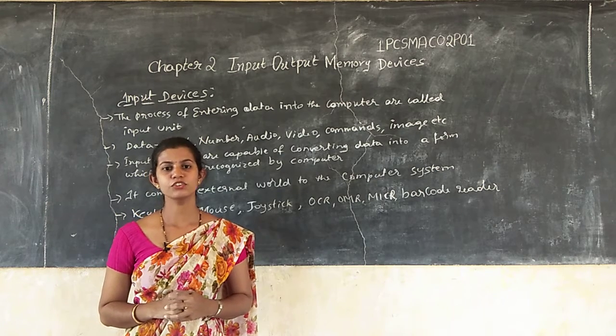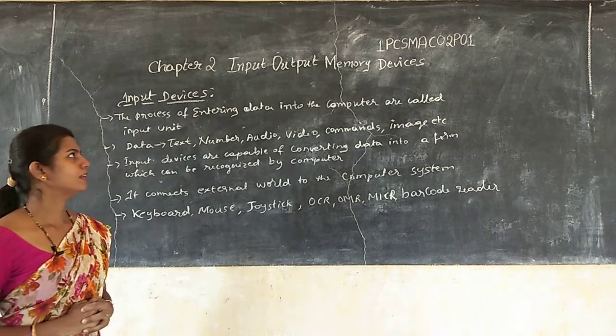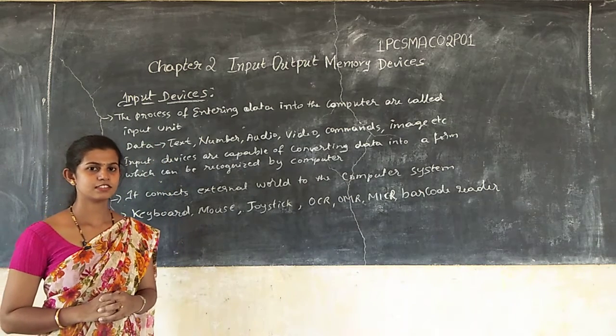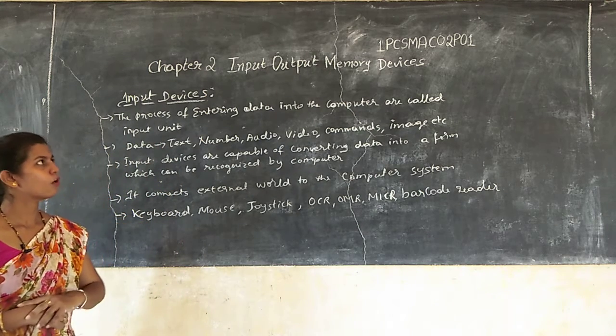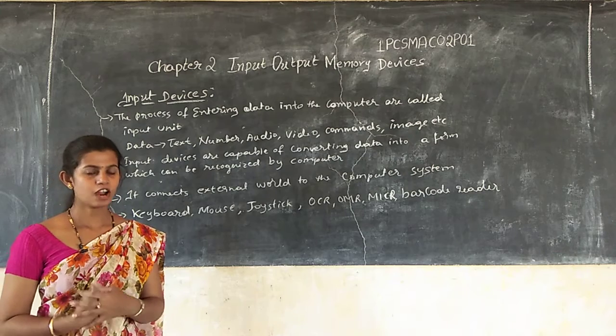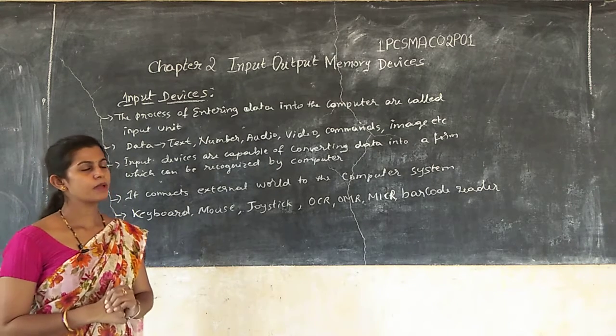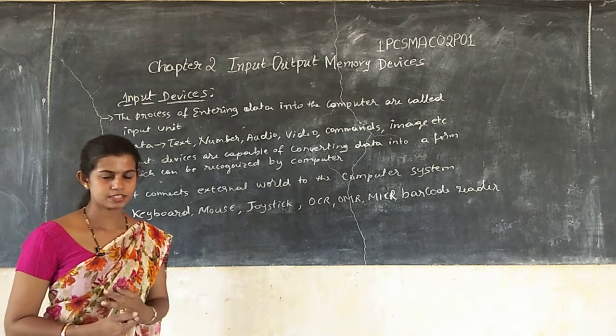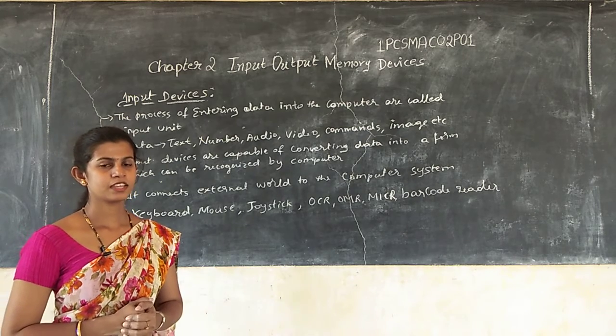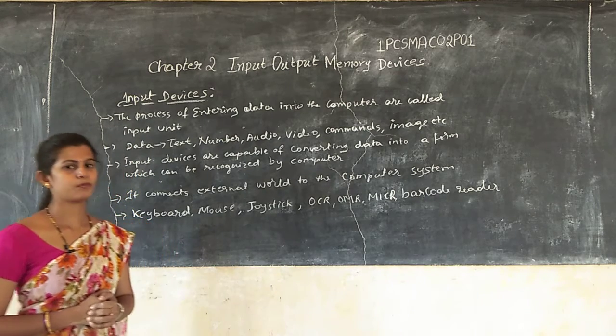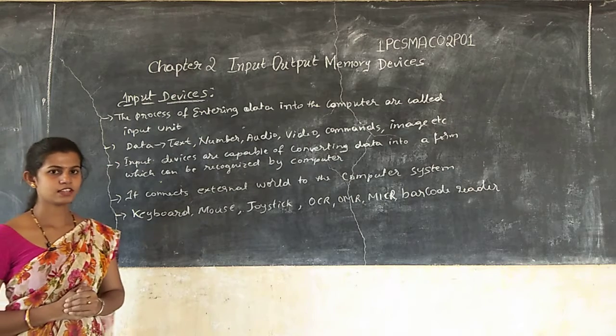Today I am presenting a new chapter called Input-Output Memory Devices. The objective of this chapter is to understand about the input devices, output devices, memory devices, storage devices and cache memory. Let us start with the first topic, that is input devices.